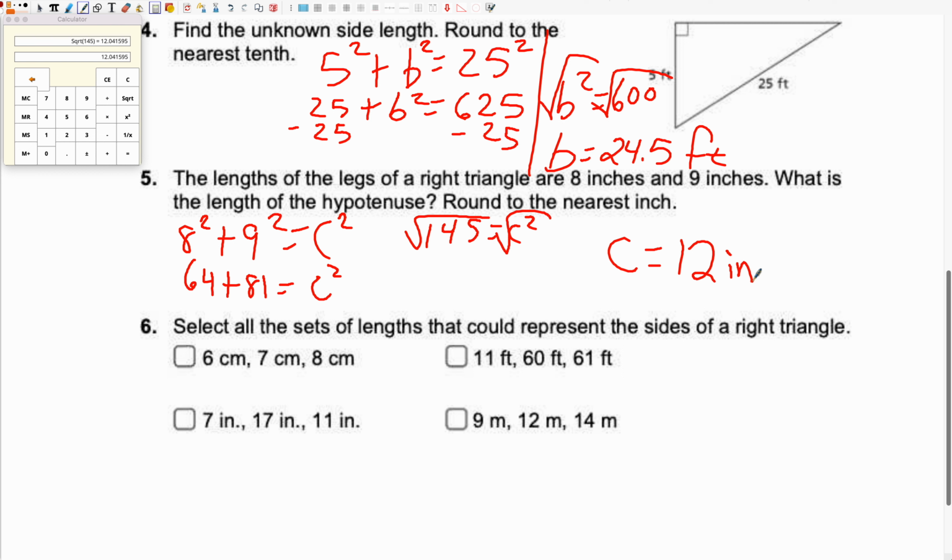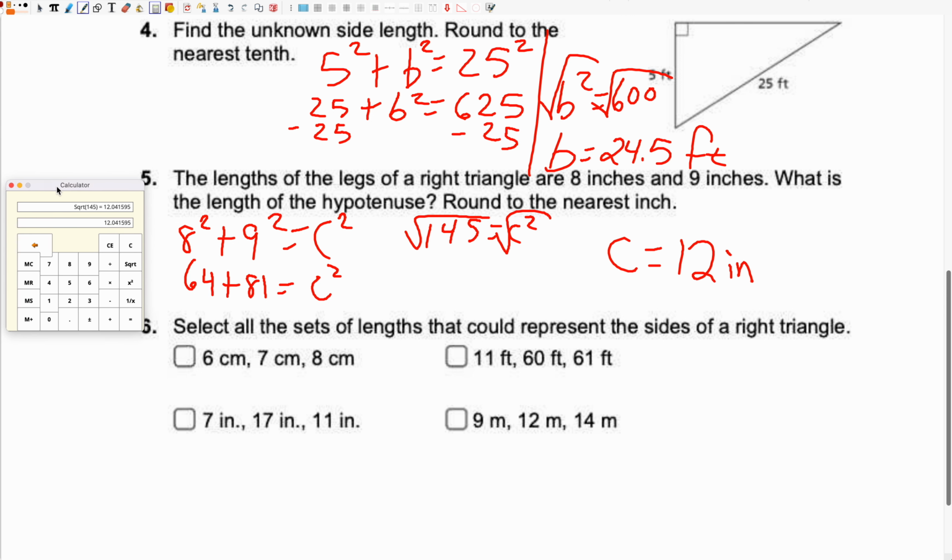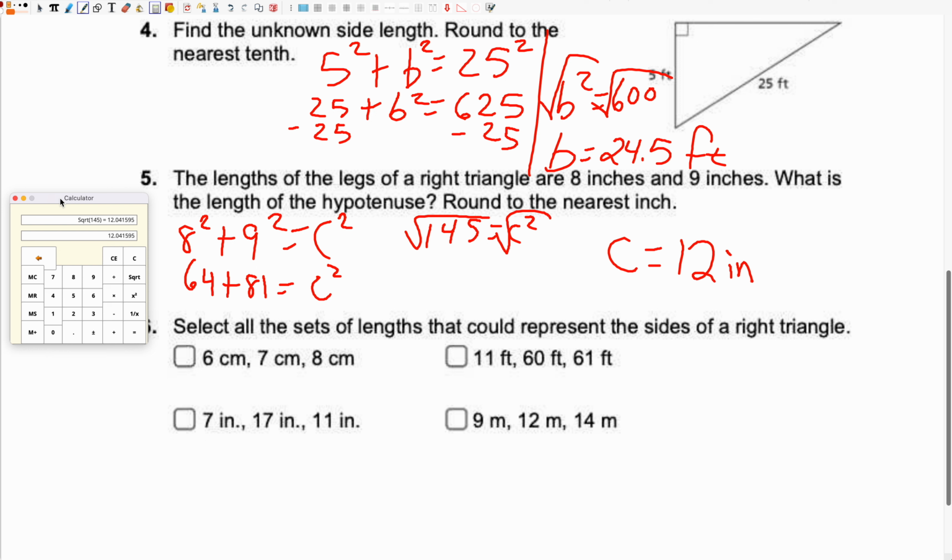And then for this last one here, again, we're going to use the converse of the Pythagorean theorem. So we're just going to work these numbers to see if they come out to be true or not. So 36 plus 49 equals 85. 64? What? Okay, that's not true. Even without adding that together, 36 plus 49 does not equal 64. So that's a no.